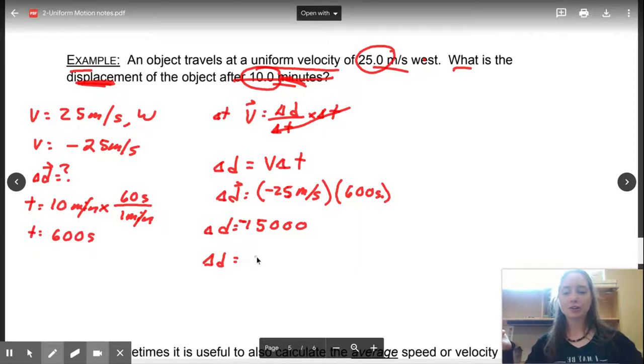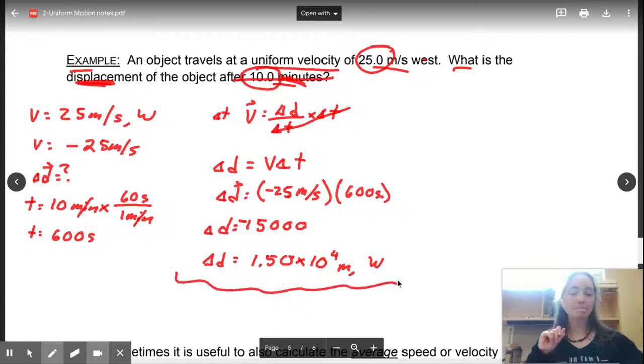So I want my answer to 3 sig digs. So 1.50, I have to put this in scientific notation because these are all significant, times 10 to the power of 1, 2, 3, 4 meters. And I got a negative number, so I drop that negative and I put in west at the end.